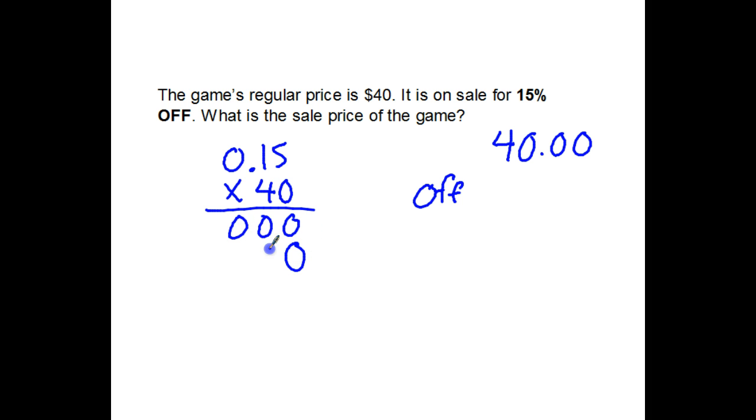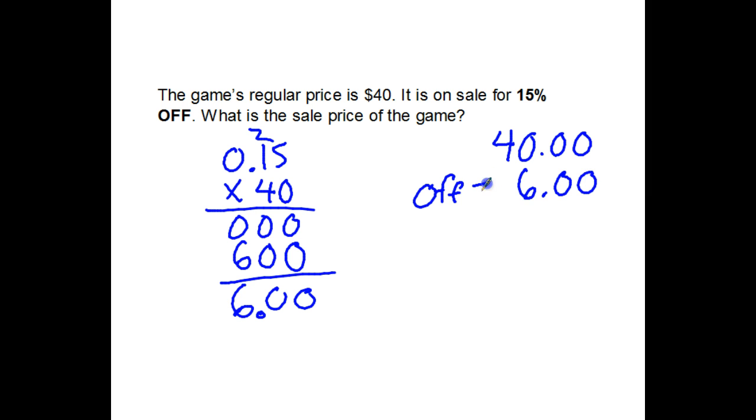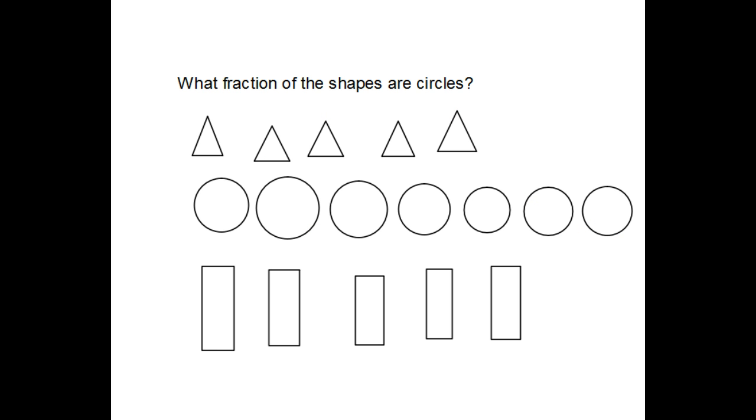4 times 5 is 20. 4 times 1 is 4. Put my decimal 2 spots over. $6. So 15% of 40 is $6, so I'm taking $6 off the price. Now when I subtract, I'm going to find out that the new sale price is 34 bucks instead of being $40 like the regular price.